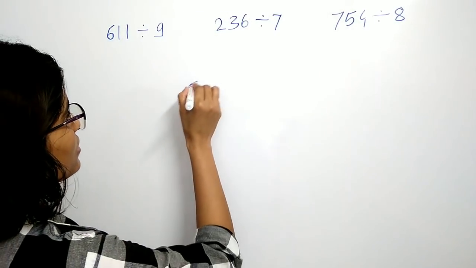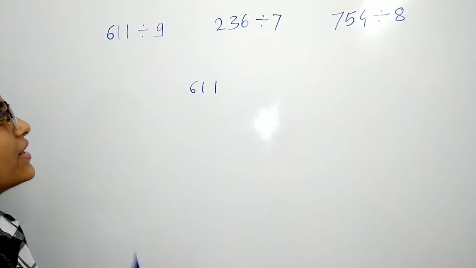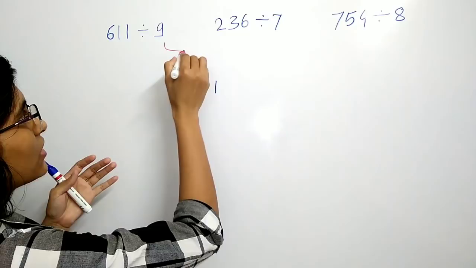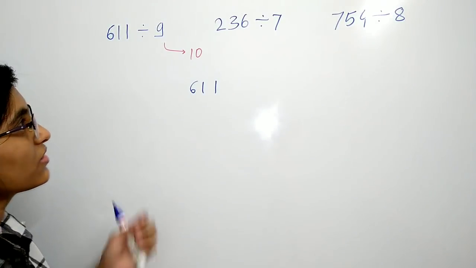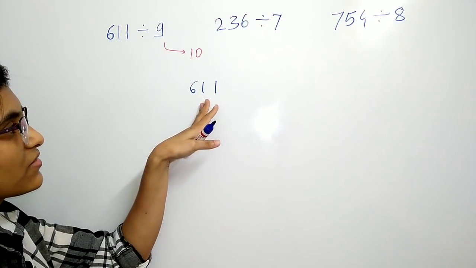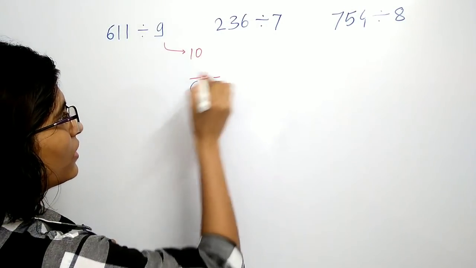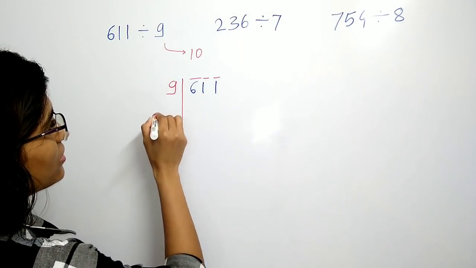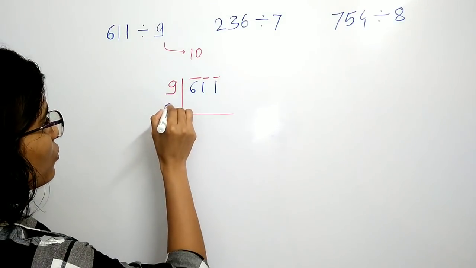So for this, you take 611 as it is. Now we are dividing by 9. Now 9 is closer to 10, right? And 10 has how many zeros? Clearly 10 has just one zero, right? So you divide this number into one digit: 61 and 1. Now write 9 over here. Now 9 plus 1 gives us 10. So write 1 over here.